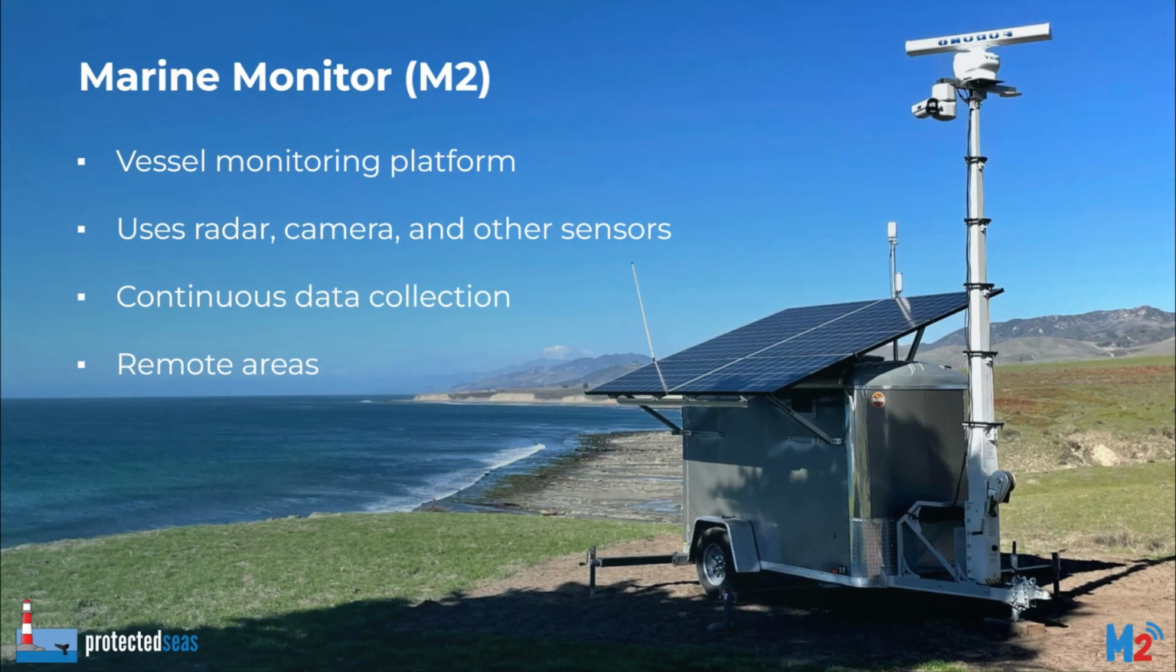The Marine Monitor, or M2, is one of these technologies. M2 is a vessel monitoring platform that uses familiar tools to document activity of all kinds, from commercial shipping all the way down to kayaks. M2 uses a marine radar system to identify and track boats on the water, just like what you would use on a smaller boat for navigational safety. And a camera captures photos, so boat types can be classified. It provides data collection 24/7, done 100% autonomously, and can be deployed to remote or rugged areas, like the one shown here.